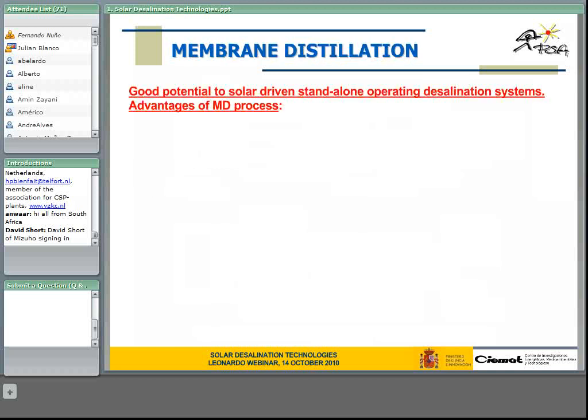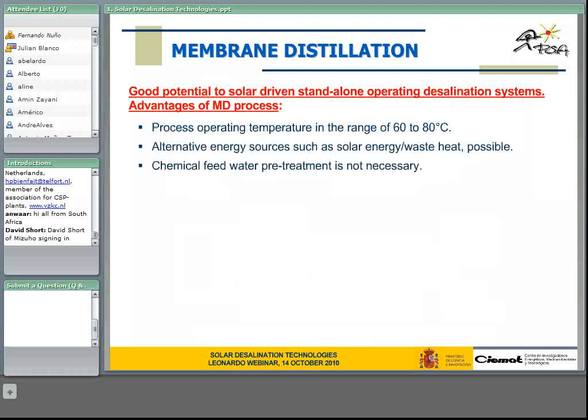Summarizing the advantages, this technology is in a very preliminary stage of development, but it has very significant possibilities of improvement and application with solar energy. The advantage is that the operating temperature is in the range of 60 to 80 Celsius, which is a temperature that is very easy to achieve with solar energy. Also, any other kind of alternative source is possible.